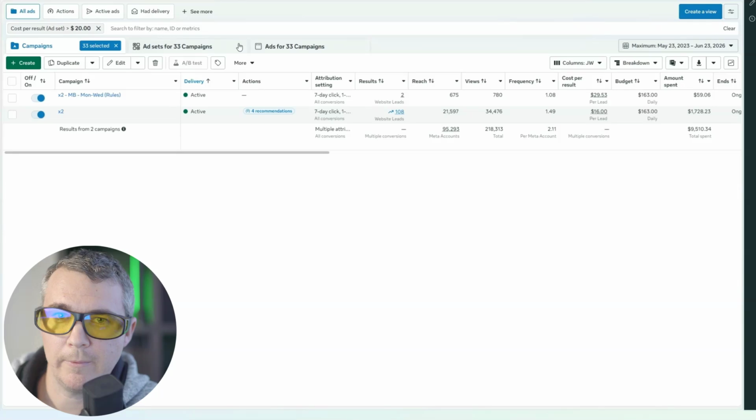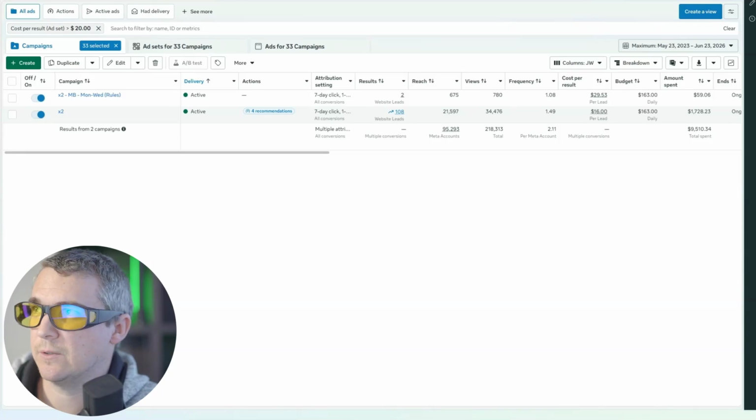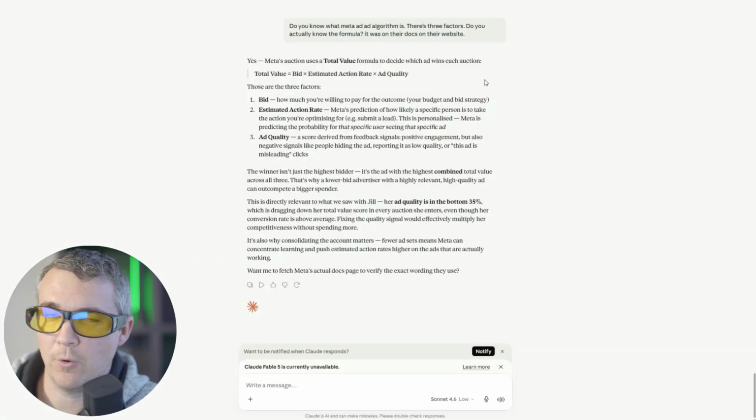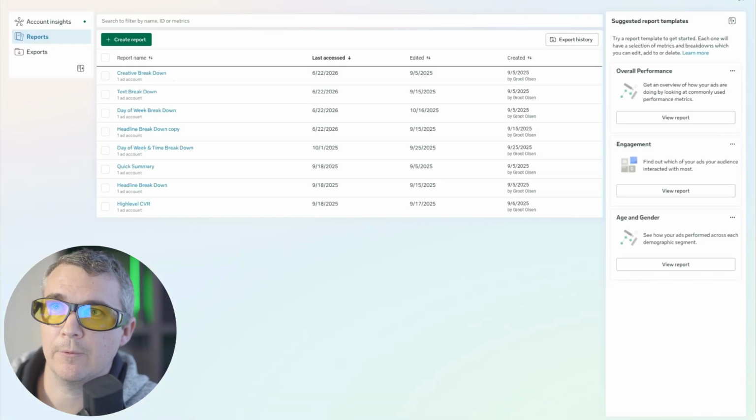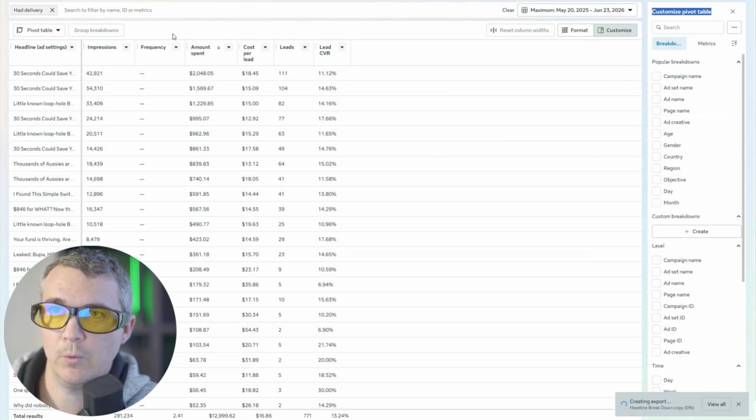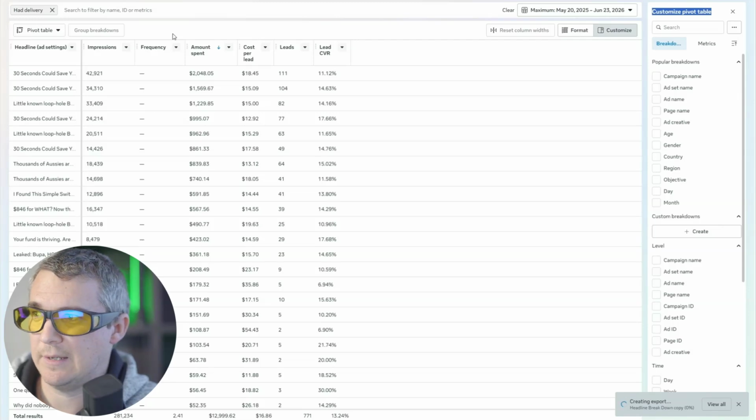So there we go. So what did we do? We looked at why we need to do this, and that is because of the ad auction, right? Looking at boosting our total value score in our account. The next thing we looked at was exporting the campaign, the ad set, and the ad data. And then we looked at going to our reports and exporting the different breakdowns that we have.